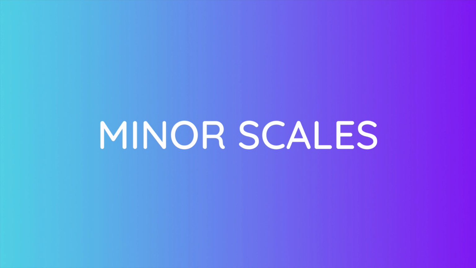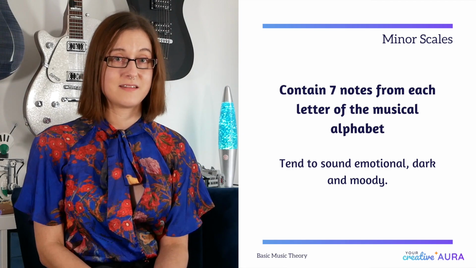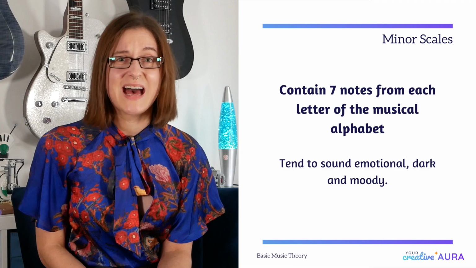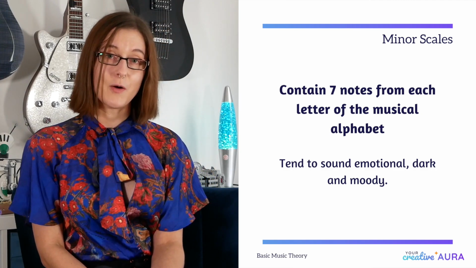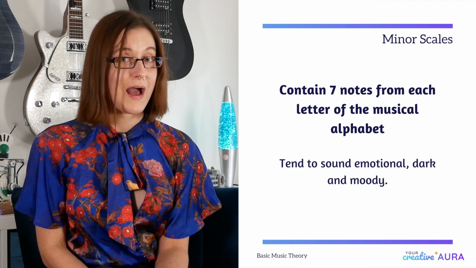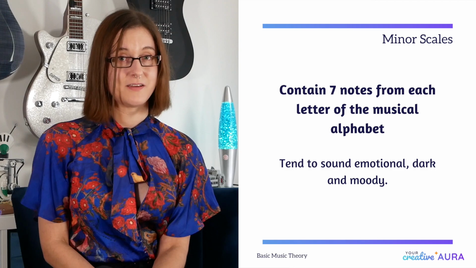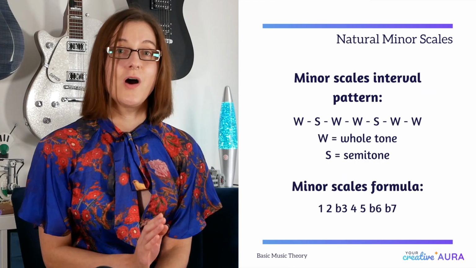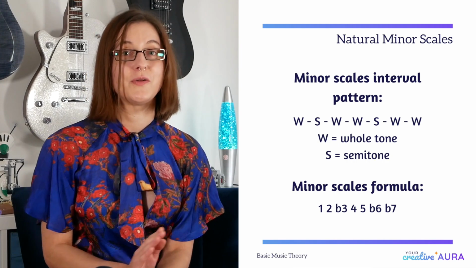Minor scales also have 7 notes containing each letter from the musical alphabet. This scale tends to sound emotional, sad and dark. Now each note has a minor scale. Therefore, we have 12 minor scales, and they follow an interval pattern of whole tone, semitone, whole tone, semitone, whole tone, whole tone.